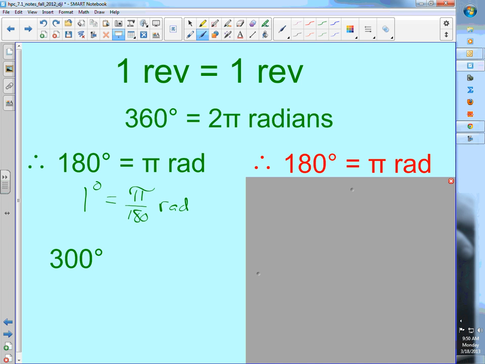So if 1 degree is pi over 180 radians, what do you do to 1 degree to make it into 300 degrees? We're going to do the same thing over here. You're going to have 300 times pi over 180. Your answer is going to be in terms of pi.